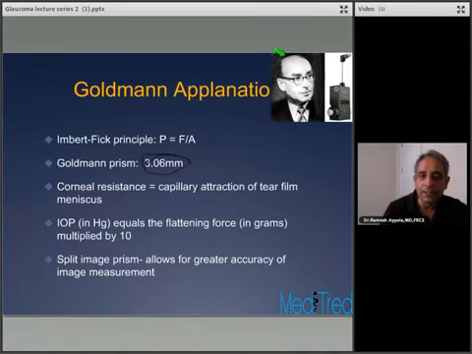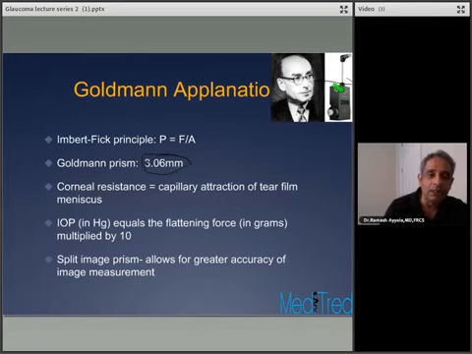Here is a picture of the great man Goldmann himself. He's from Germany. His story goes that he produced this technology and left it in his drawer for 6 months before the company guys came knocking on his door, and he said, by the way, I know how to measure accurately the pressure in the eye and produce this little device.